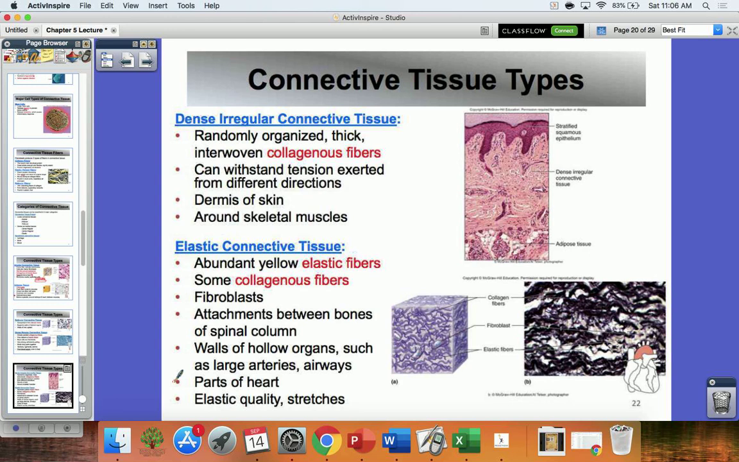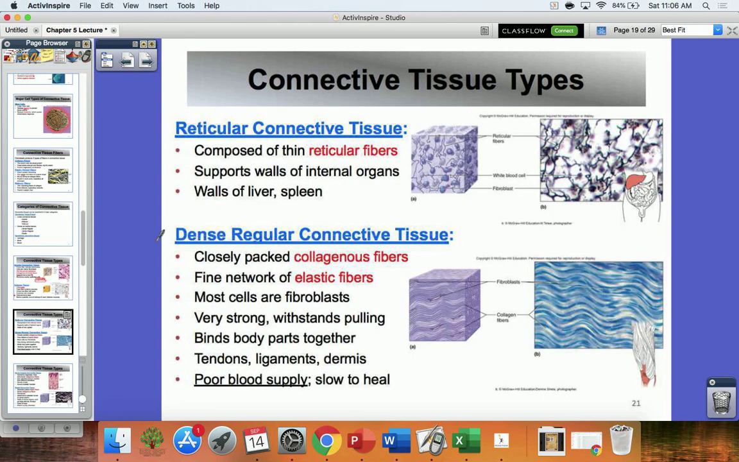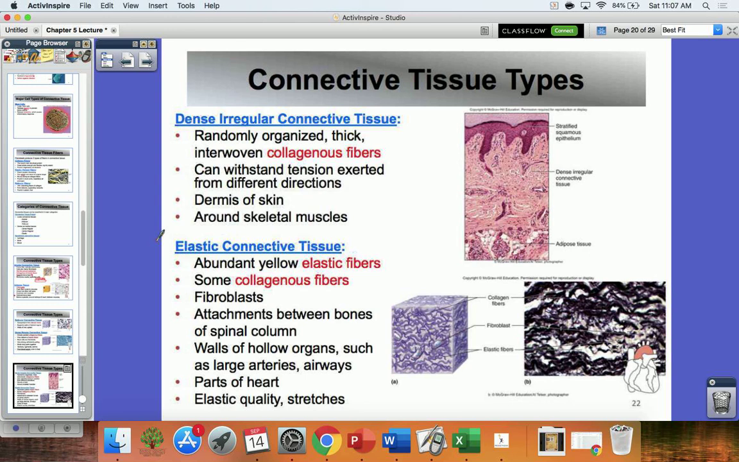Now we have dense irregular. So if you notice, comparing this picture to the last, this one is not as homogeneous all the way through, but those fibers are tightly packed. And it's a lot of collagen fibers that are there as well. And this is also going to be found within the dermis of the skin. So within the dermis, we have our dense irregular. We also have some dense regular tissue. And the dermis of the skin is the part that's right underneath our epithelial tissue at the top, that stratified squamous epithelial that is easily regenerated.